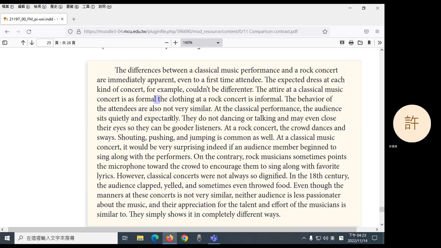Okay. Here, shouting, pushing, and jumping are, it's three things, are common as well. This one. This should be T-O-O.